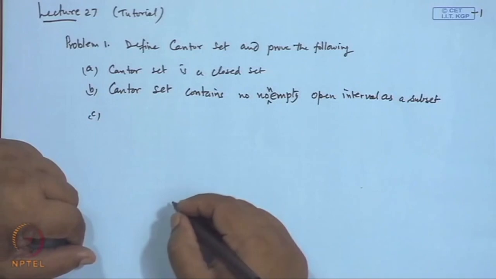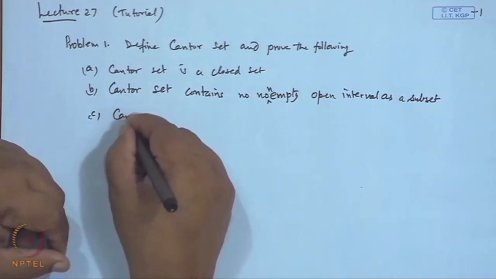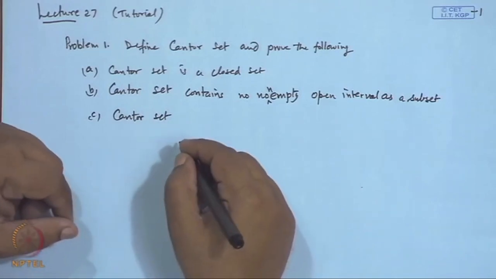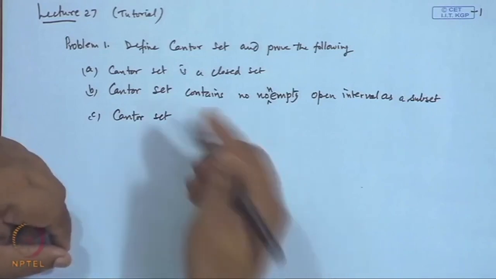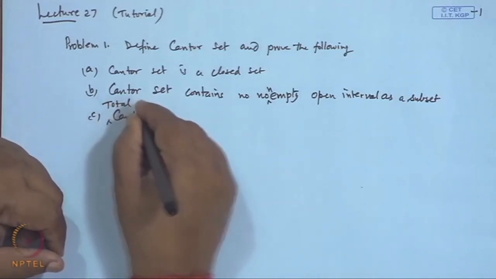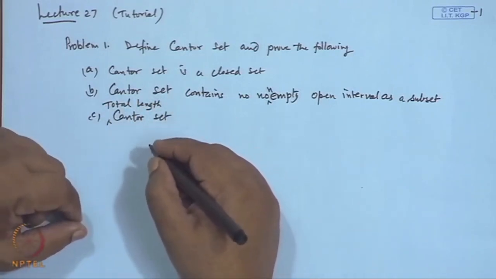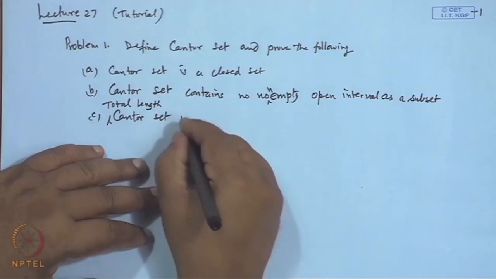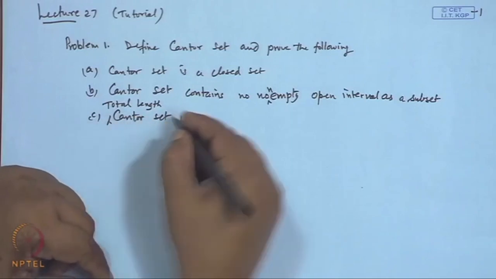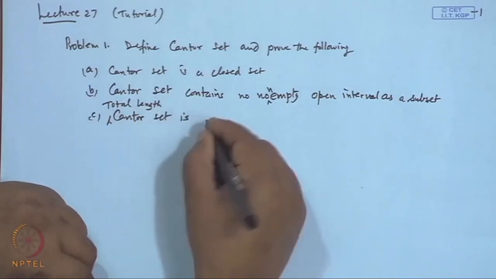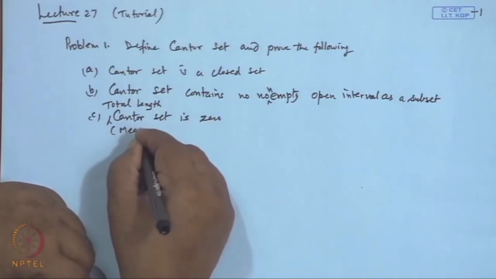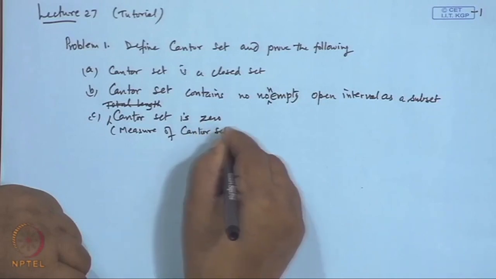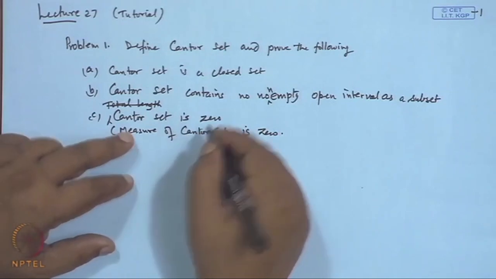As the third point, we want to prove that the Cantor set has length zero. The total length of the Cantor set is 0. In fact, the measure of the Cantor set is 0. Instead of saying total length, we will just say the measure of the Cantor set is 0. The Cantor set has length 0.